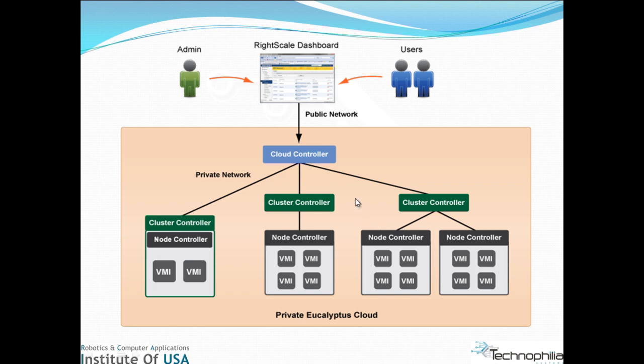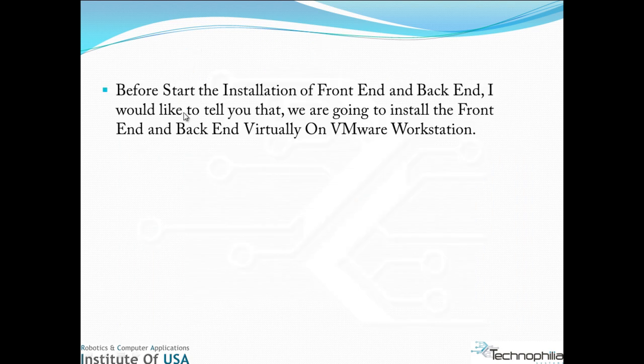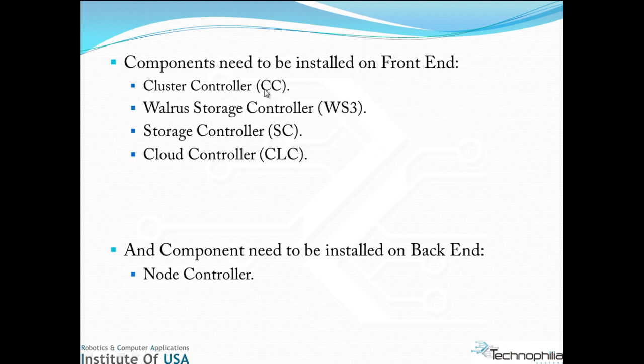Before we start the installation of the front end and back end, I would like to tell you that we are going to install the front end and back end virtually on VMware. The components that need to be installed on the front end are the Cluster Controller, Walrus Storage Controller, and Cloud Controller, and the component to be installed on the back end is only one, that is the Node Controller.